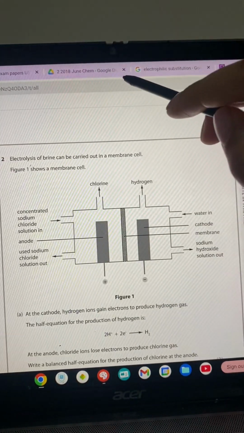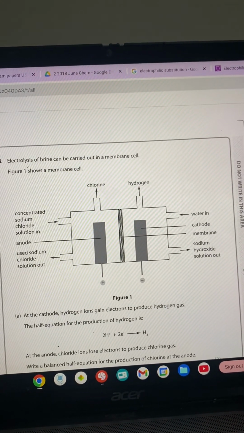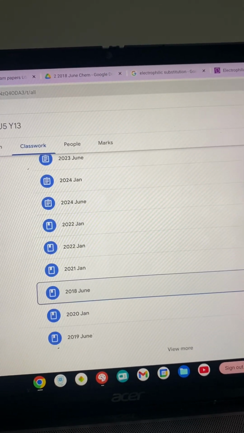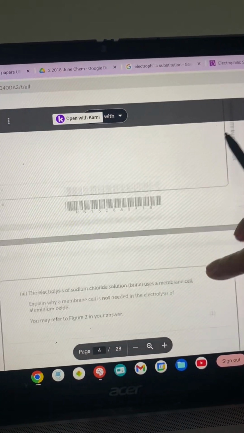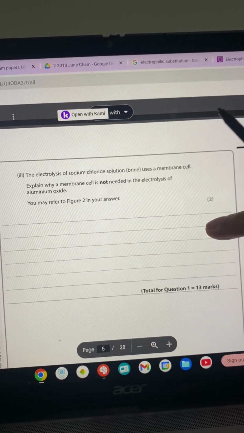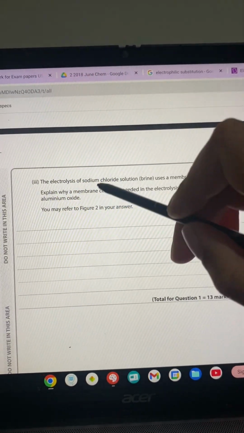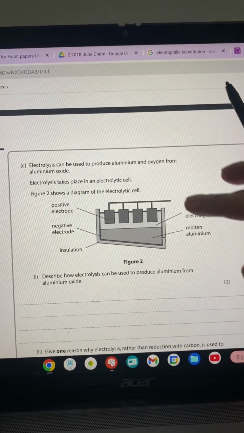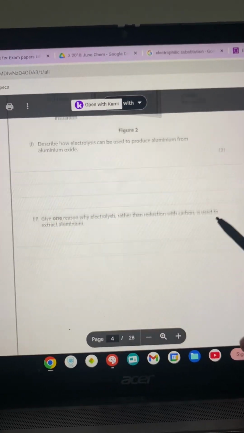I really like this question because there was, let's have a look at the 2022 paper. Now, I'm just going to show you the 2022 paper. So there was this question. It says, the electrolysis of sodium chloride solution, brine, uses a membrane cell. Explain why a membrane cell is not needed in the electrolysis of aluminium oxide. Okay, so this is the electrolysis of aluminium oxide. The setup is obviously quite different to brine. Okay, so now let's just have a look at the mark scheme.